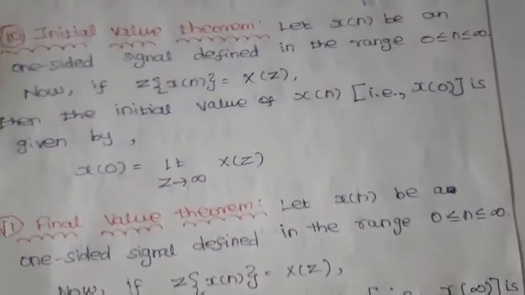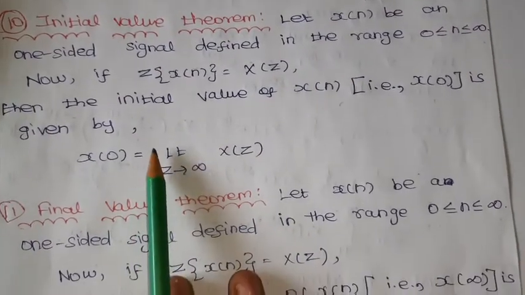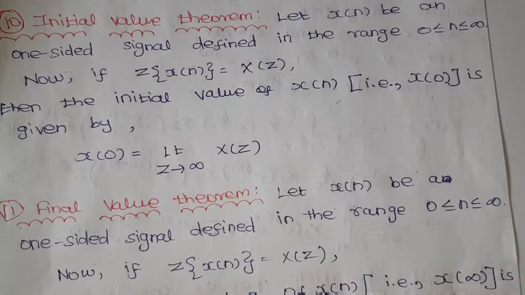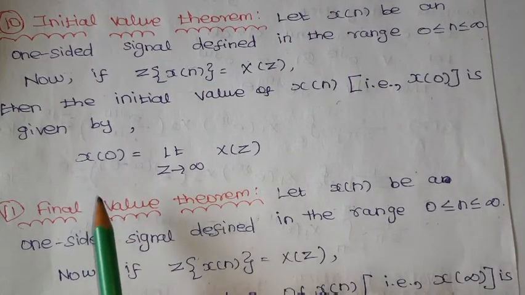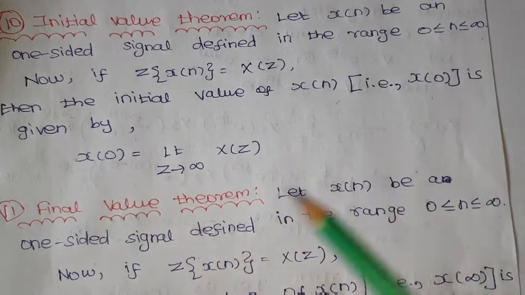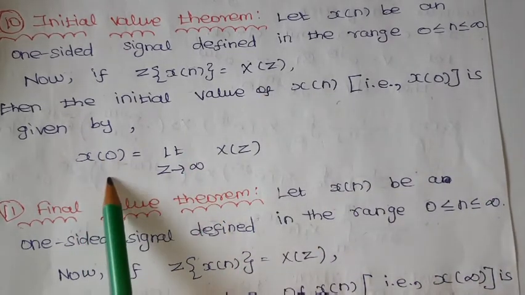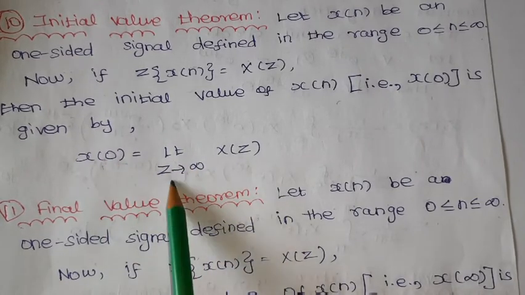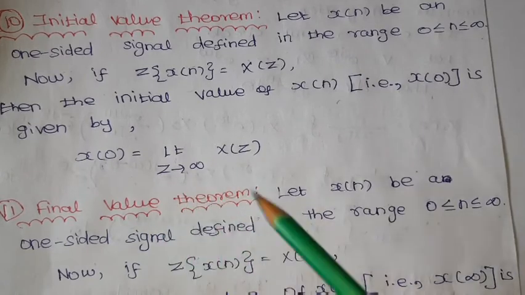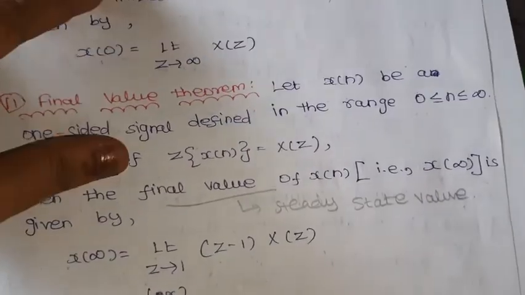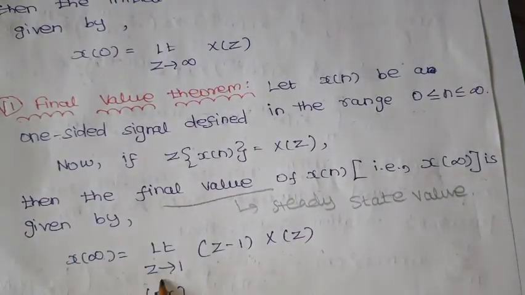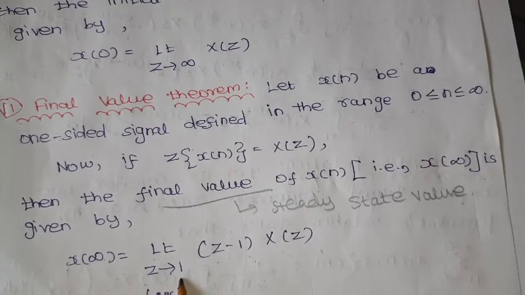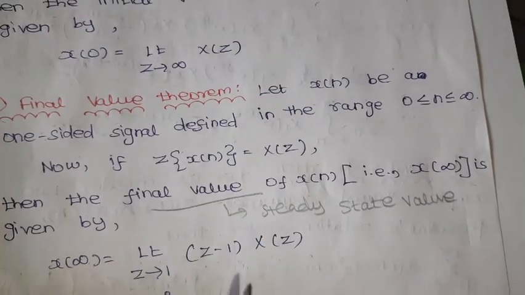So, the initial value theorem, x of 0, is very, very important. Problems based on these theorems will be asked very frequently. So, what is the initial value theorem? X of 0 is equal to limit z tends to infinity of x of z. For the initial value, we substitute the limit z tends to infinity into x of z. For the final value theorem, x of infinity is equal to limit z tends to 1 of z minus 1 into x of z.